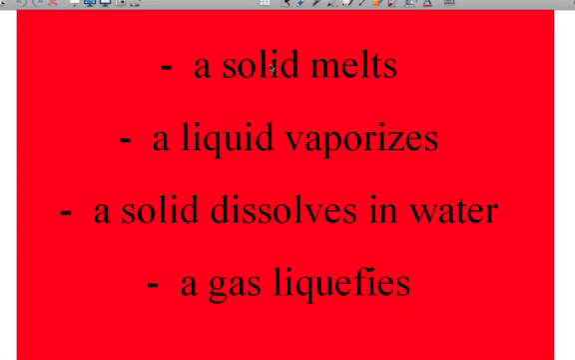If you have a solid melting, it's becoming more disorderly. So therefore, delta S is positive. A liquid vaporizes. That's becoming more disorderly. So that would be positive. A solid dissolves in water. That's becoming more disorderly, therefore positive. A gas liquefies. That's becoming more orderly, therefore delta S would be negative.